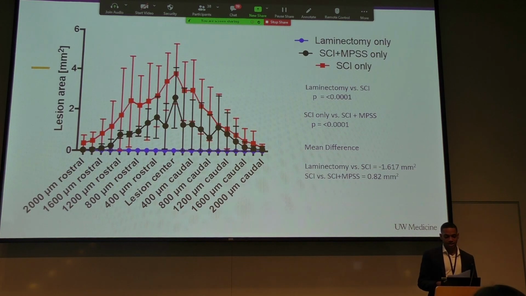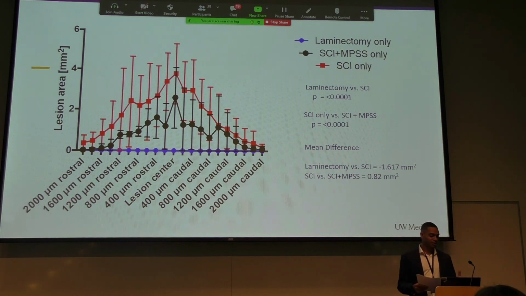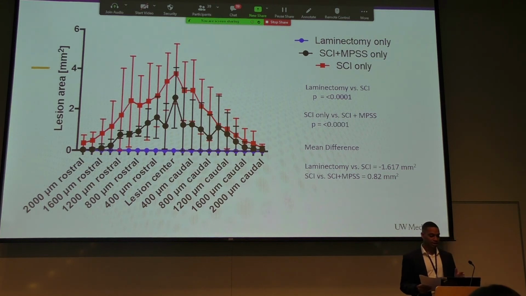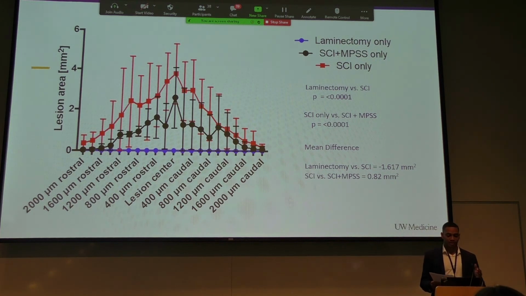The next slide is quite similar to the last slide. However, here we focus on lesion area. And as you can see, the p-values show that comparing the spinal cord injury animals to the spinal cord injury plus methylprednisolone animals, the difference between the values shows a high significance of 4 stars.